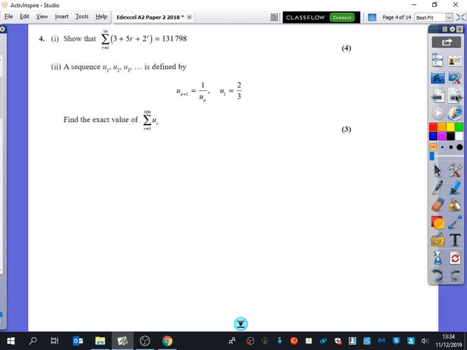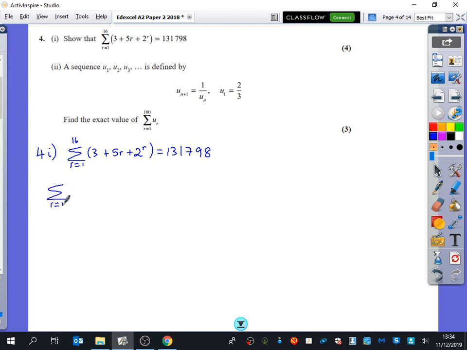Okay, so we'll have now a look at question 4. This is one that didn't come up in the mock exam, but this is going to be useful for you to have a look at from your revision, okay? So for question 4(i), it says, show that the sum from r equals 1 to 16 of 3 plus 5r plus 2 to the power of r is equal to 131,798. So we can see this as split up into 3 different sequences.